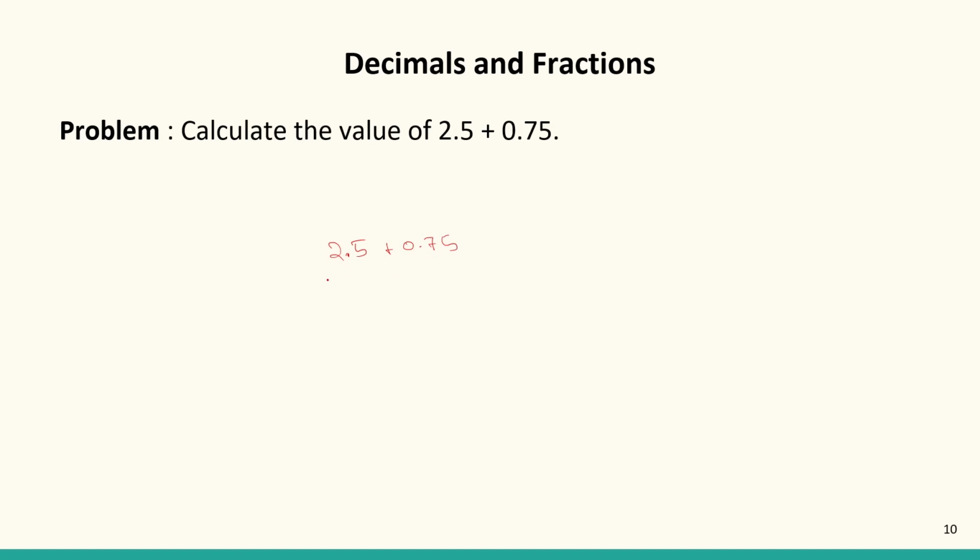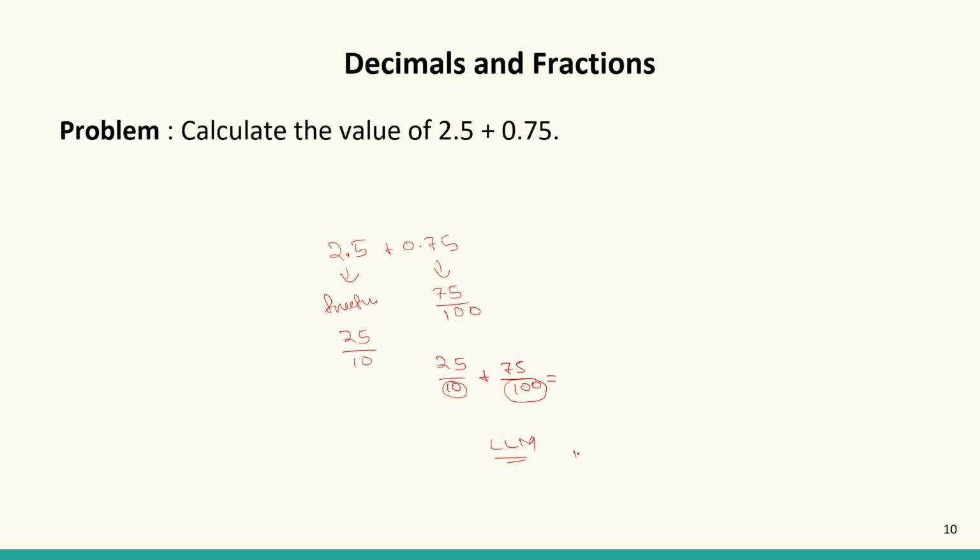In order to do this, let's convert these to fractions. In fraction form, 2.5 is 25 by 10. Converting 0.75 to a fraction gives us 75 by 100. So let's add 25 by 10 with 75 by 100. We know that here we have two different denominators, 10 and 100, so let's find the LCM.